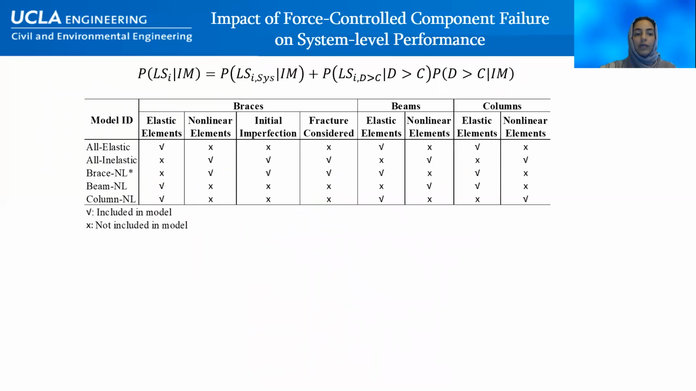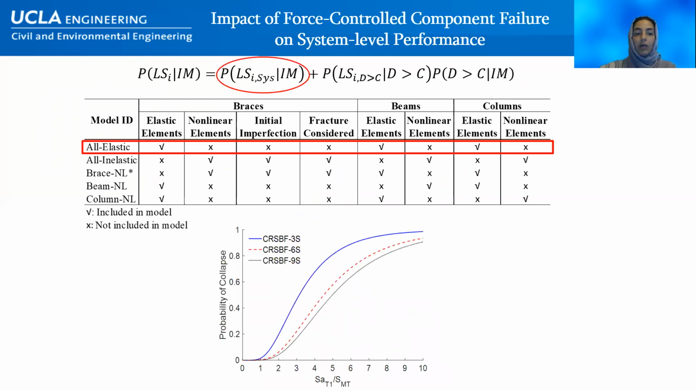This table shows the various models that are used to isolate the effect of force control component failure on the system-level performance. The all-elastic model is used to compute the probability of limit state exceedance when force control component failure is not considered. The fragility curve obtained from the all-elastic model is shown in this figure. Generally, the collapse margin ratio is higher for the taller buildings.